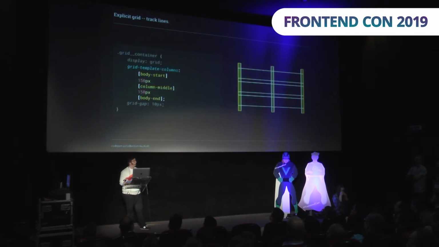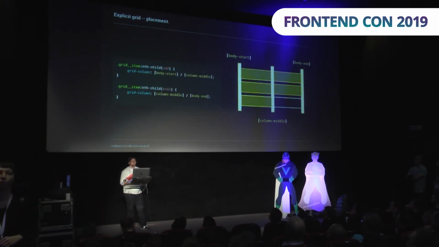So we can also name the track lines as well. Track lines are the horizontal and vertical lines that intersect the grid. They're not the columns and rows themselves. So for example, this 2-column grid actually has 3 vertical track lines. Track lines are extremely useful for positioning content explicitly in the grid.